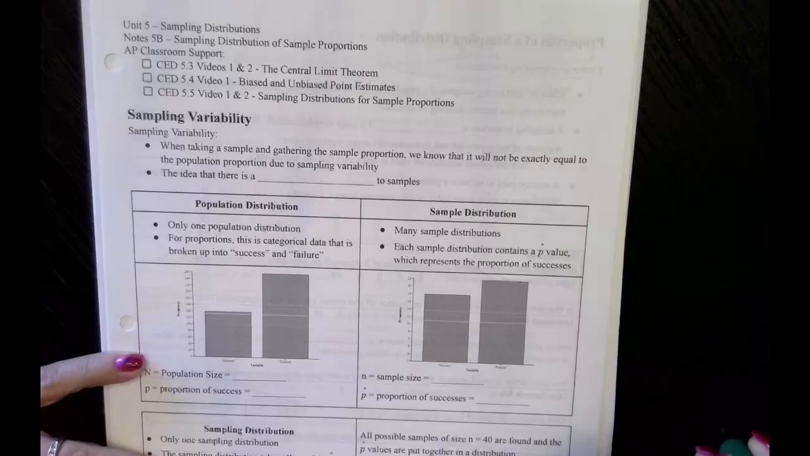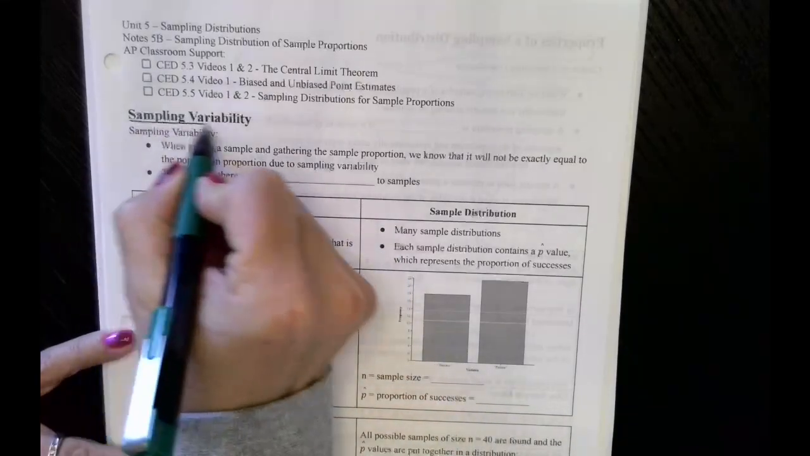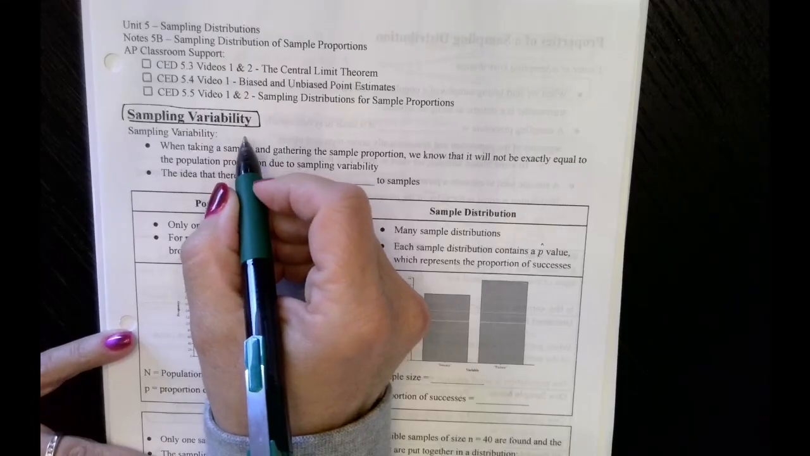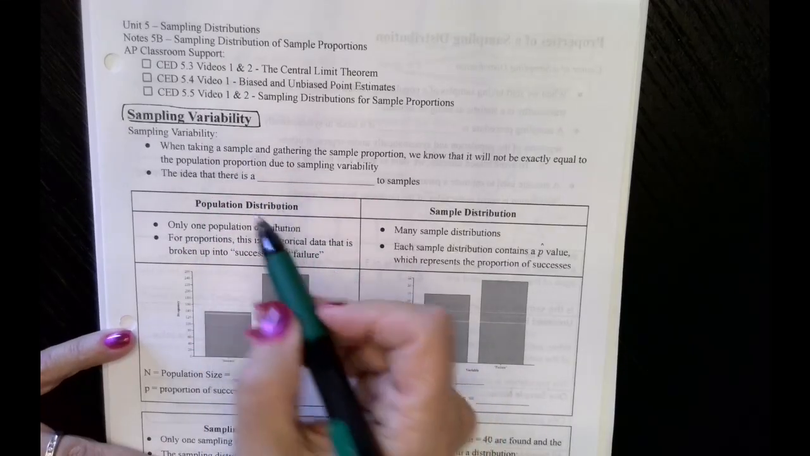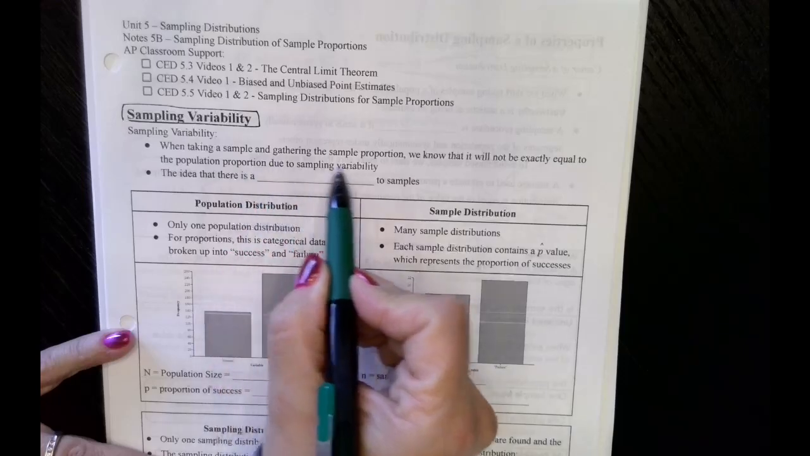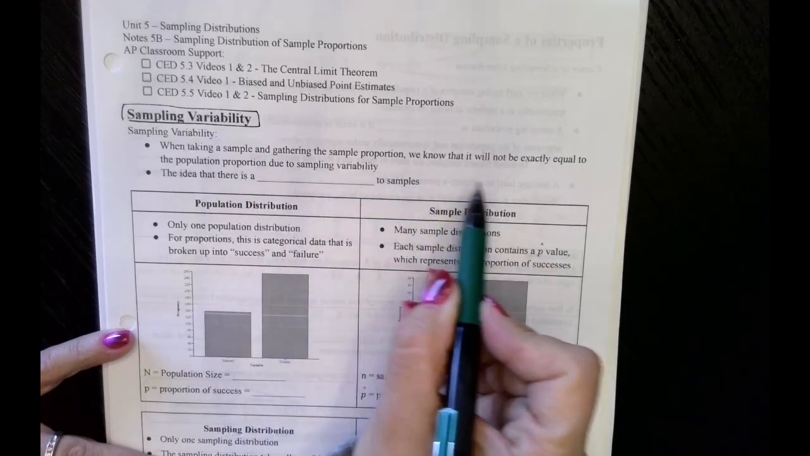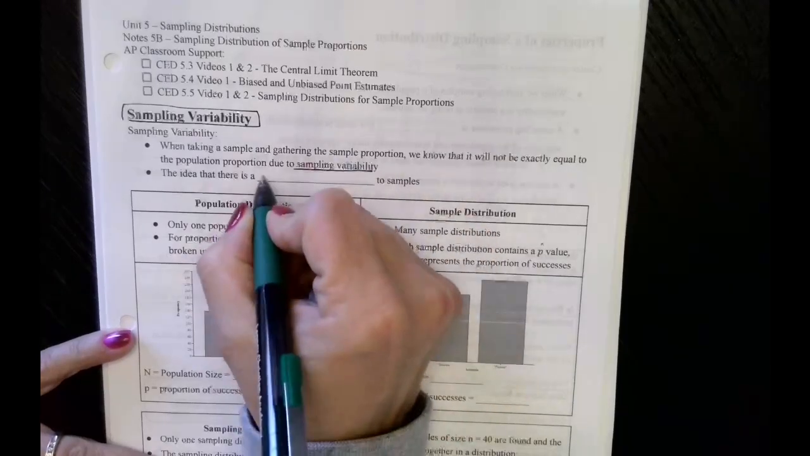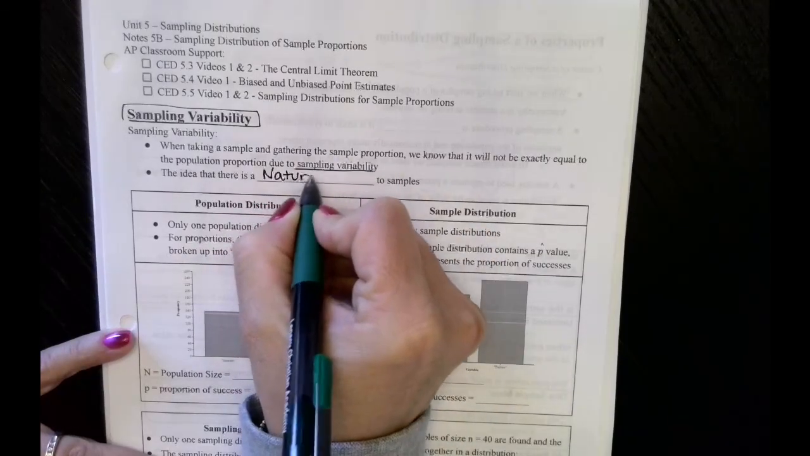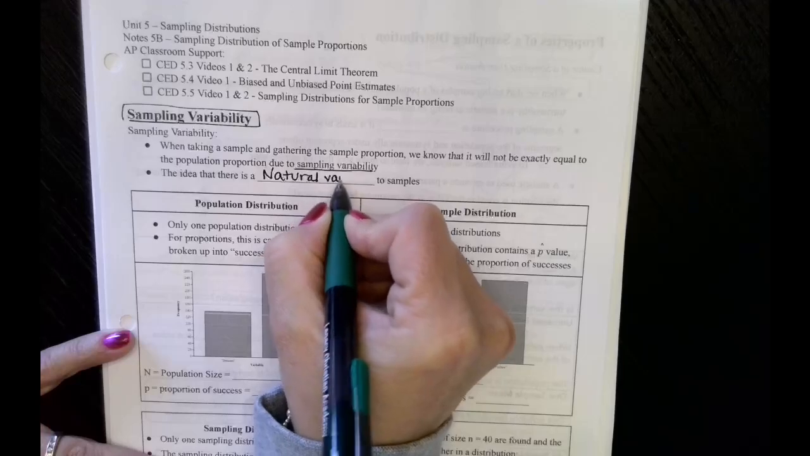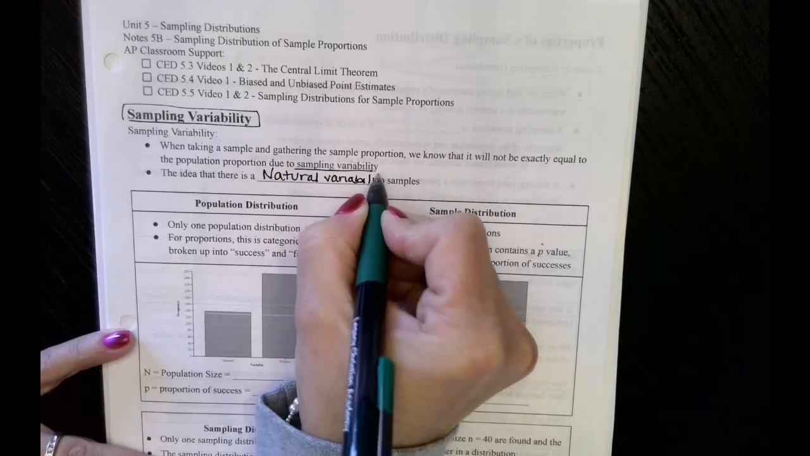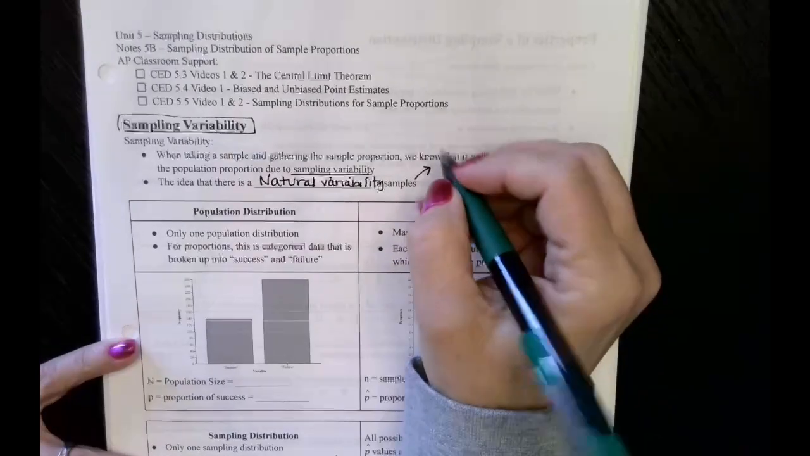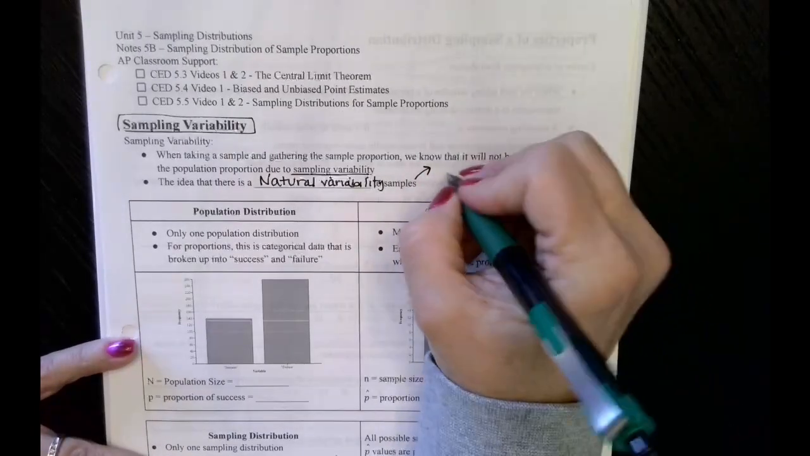So what we're talking about here is sampling variability. So why does one sample look like the other, and how can we make some inferences on that, and what can we all put together? So when taking a sample and gathering a sample proportion, we know it will not exactly be equal to the population proportion due to sampling variability. So we have this natural variability in samples.